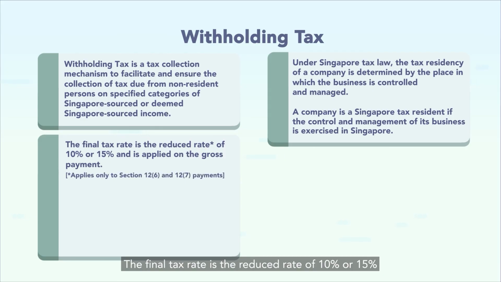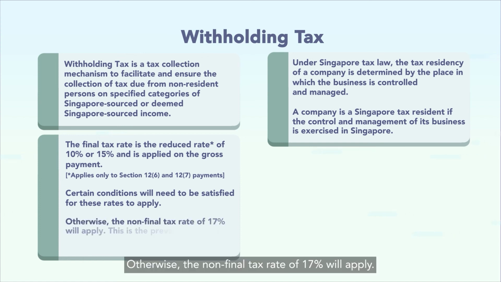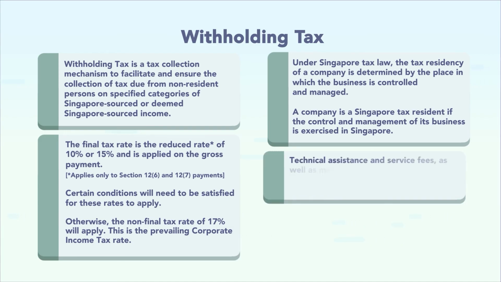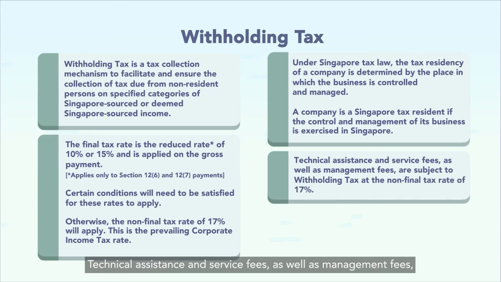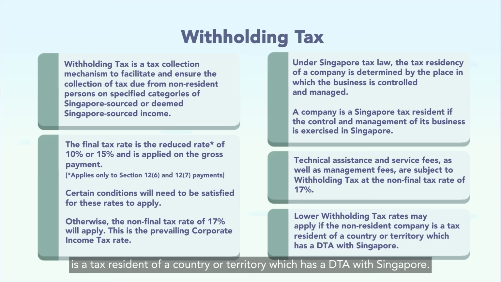The final tax rate is the reduced rate of 10% or 15% and is applied on the gross payment. Certain conditions will need to be satisfied for these rates to apply. Otherwise, the non-final tax rate of 17% will apply. This is the prevailing corporate income tax rate. Technical assistance and service fees, as well as management fees, are subject to withholding tax at the non-final tax rate of 17%. Lower withholding tax rates may apply if the non-resident company is a tax resident of a country or territory which has a DTA with Singapore.